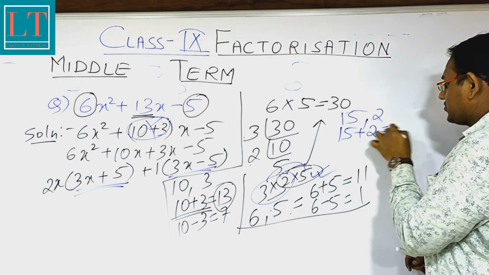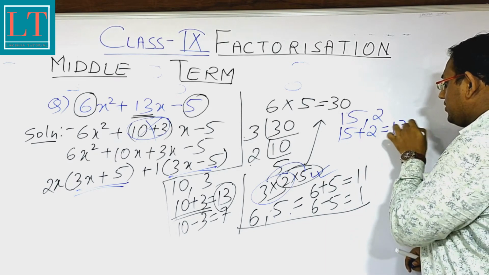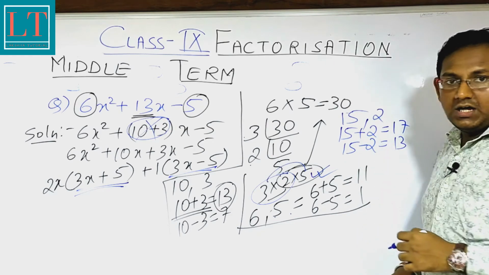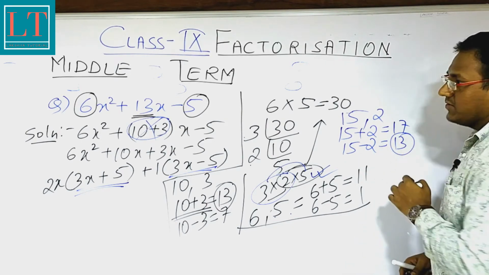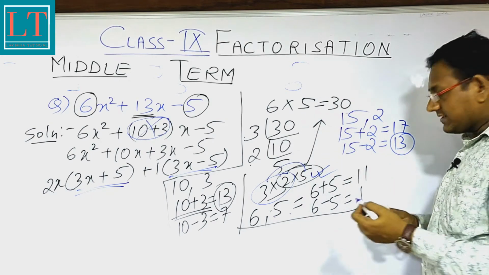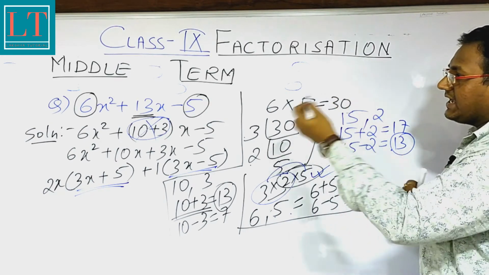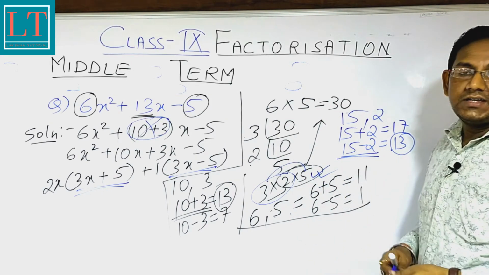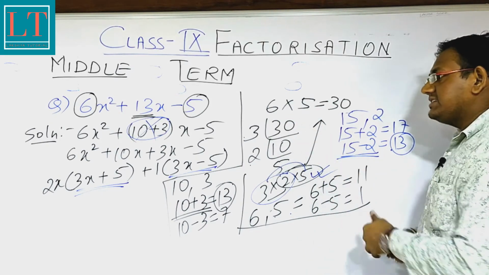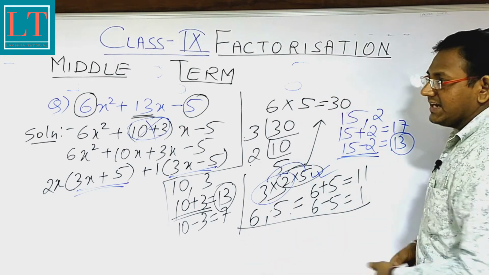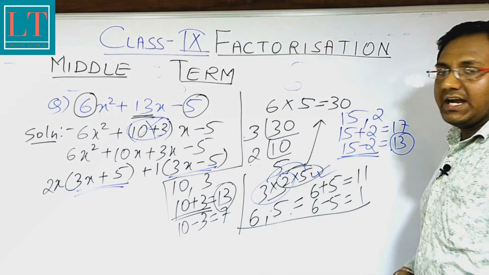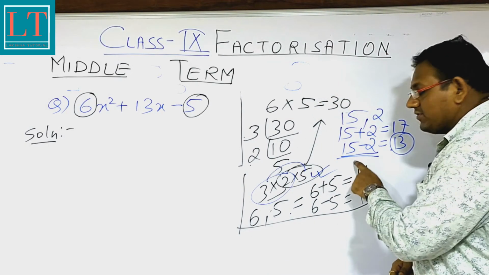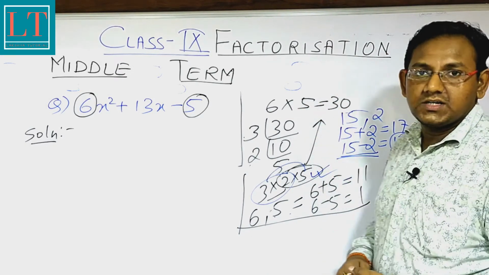Now there are two different values that we are getting. That is 15 plus 2 will give you 17 over here, and 15 minus 2 will give you 13 over here. Now again we are getting 13 over here. Now let us see whether we can write 13 as 15 minus 2 over there or not, and whether it gets factorized or not. So let us do that. Let us put this value 15 minus 2 in the place of 13 over here.